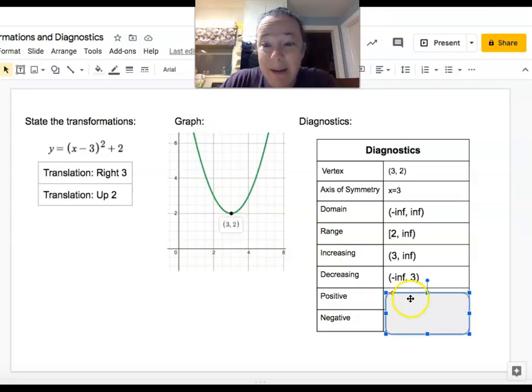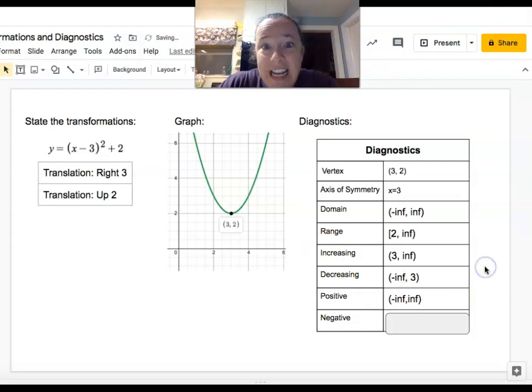This thing is never going to be below the x-axis, so you're positive all the time, which is negative infinity to infinity. And where is this thing negative? It's not. You can put not. I just put not applicable. Okay? So now let's look at another one.